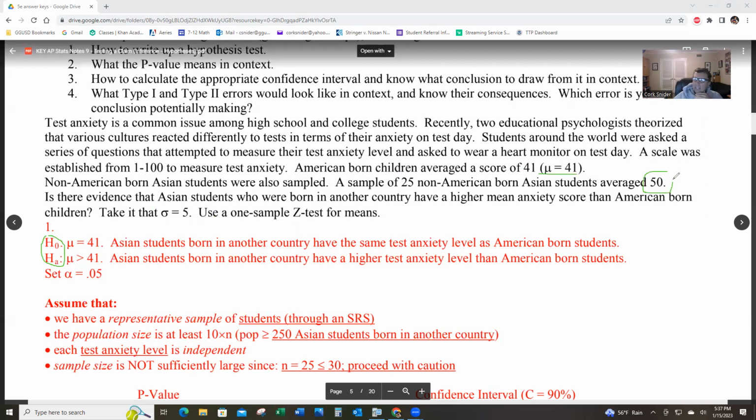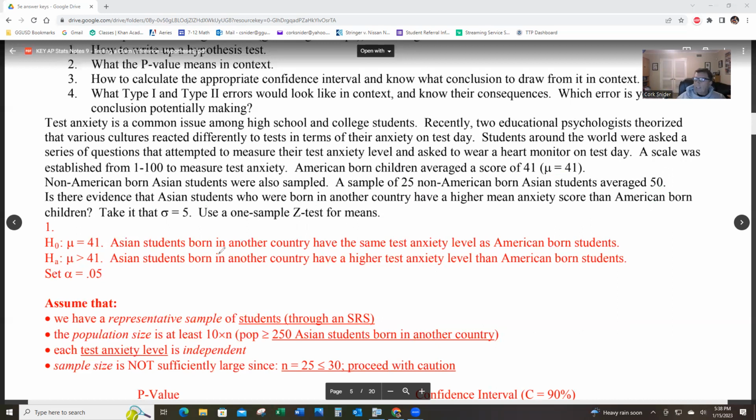This 50 is the sample. This is from a sample of 25. So that number is not in your H0 HA. What's in your H0 HA is going to be the reference. They call it the reference number. In this case, it's 41. We're trying to compare the sample of 25 that was registered at 50 to 41. 41 is kind of the known number, all right?